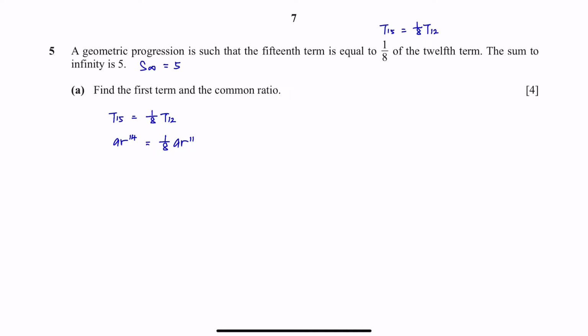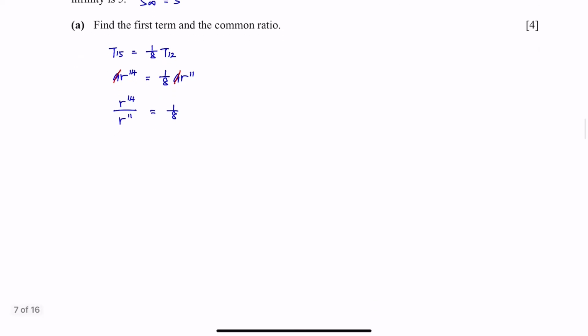So A is a constant term, so we can cancel the A out. And R to the power of 14 over R to the power of 11 would give us 1 over 8. And R to the 14 over R to the 11 would give us R cubed. So R cubed is 1 over 8, and R would be 1 over 2. So this is our common ratio.